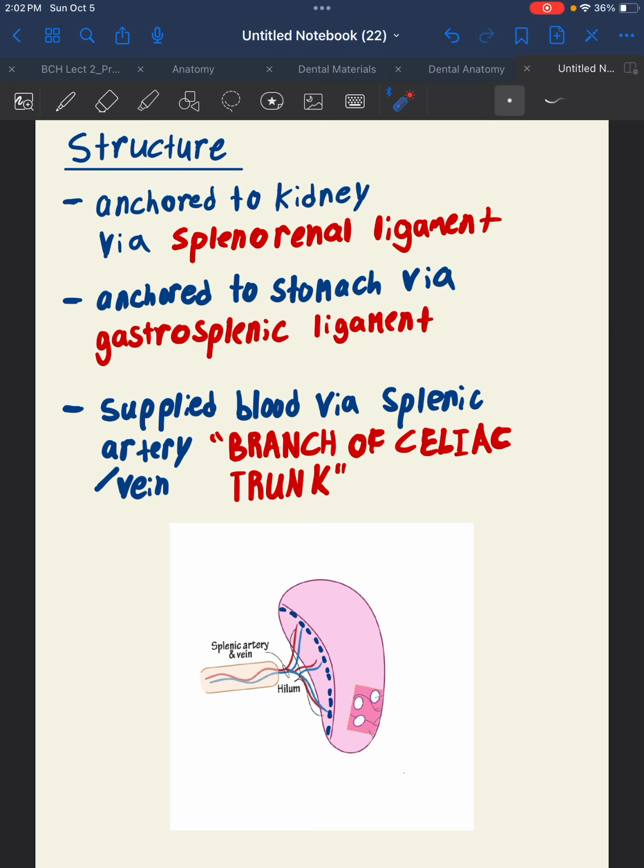And the spleen is supplied blood via the splenic artery and the splenic vein. And remember, the splenic artery was that thick boy that's a branch of the celiac trunk. So there's your splenic artery right here, branch of the celiac trunk, and there's the splenic vein right here.